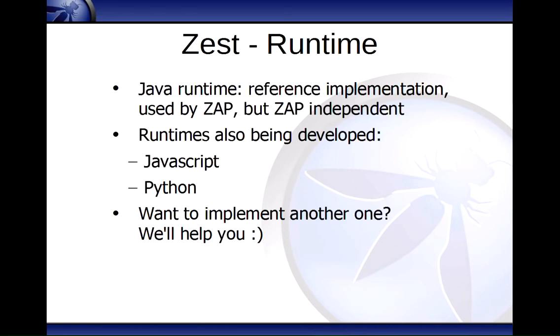So you need a Zest runtime, because it's defined in JSON. We've got a Java runtime, so that's the reference implementation that ZAP uses, but it's completely independent of ZAP. Anyone can reuse that. I'm actually looking to develop JavaScript and Python runtimes as well. So if you want to help out with that, please get in touch.